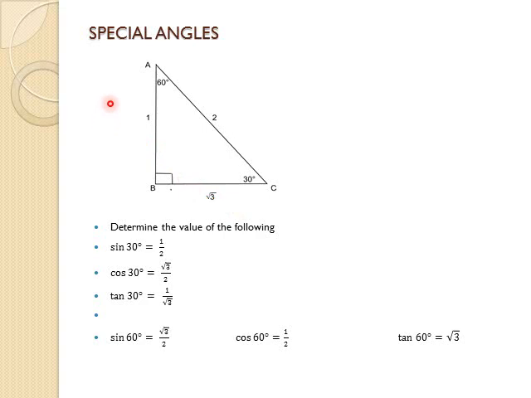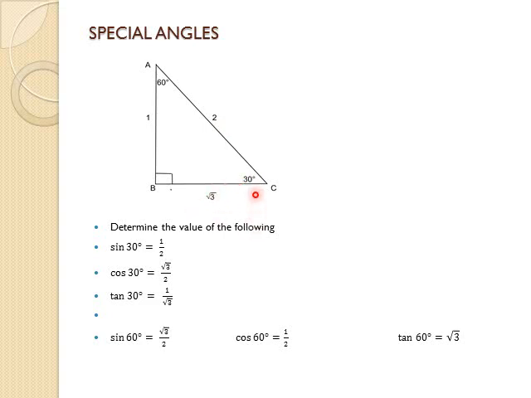Right. Now if you look at special angles, draw a right angle triangle in such a way that the one angle is 30 degrees and the other one 60. We find that they're always in a ratio. 1 is adjacent to 60, 2 is opposite the 90 degrees, and 30 degrees is adjacent to square root 3.